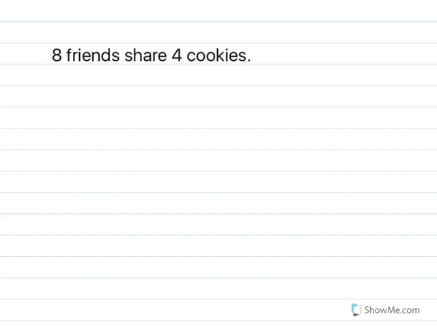Okay, so in this problem, we have 8 friends sharing 4 cookies. Now, that's a pretty generous person. If I had 4 cookies, I don't know that I would want to share them with 8 people, but in this situation, that's what we're doing.